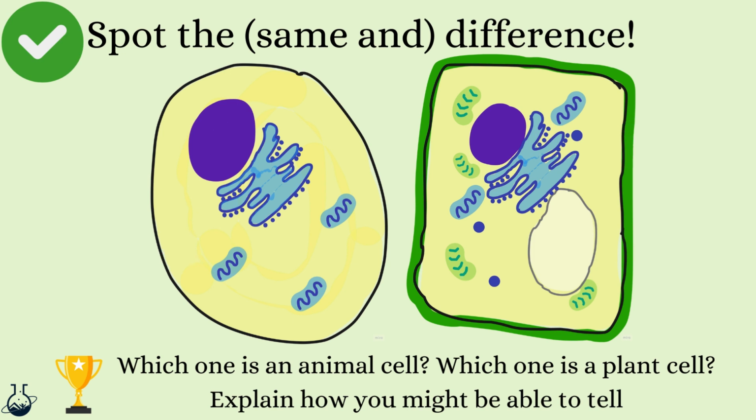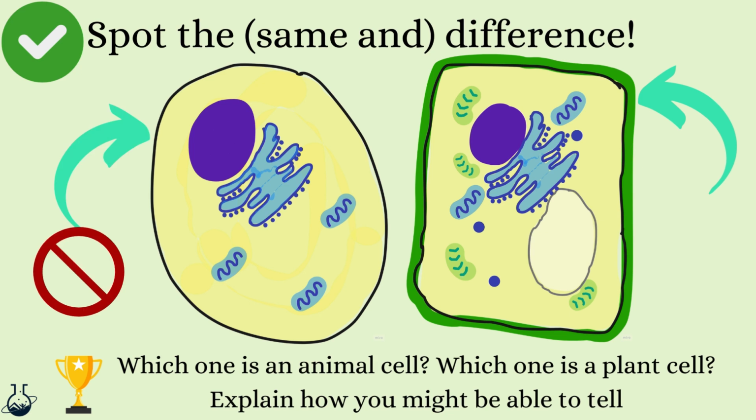Now moving on to the differences. You might have spotted some additional features on one of the cells, like this barrier here. This is the cell wall, which is not present on this cell. The cell wall is there to strengthen and support the cell, preventing it from bursting if lots of water enters.